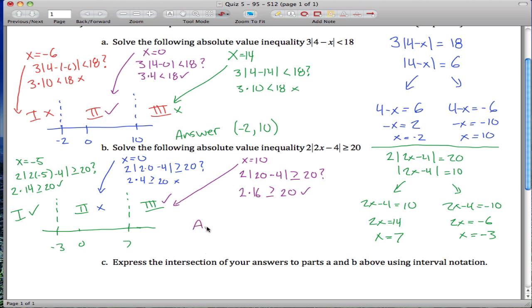So our answer is all the numbers from negative infinity up to negative 3. And this time we want to include negative 3 because it was greater than or equal to. And again, all the numbers from 7 up to infinity, again including 7.